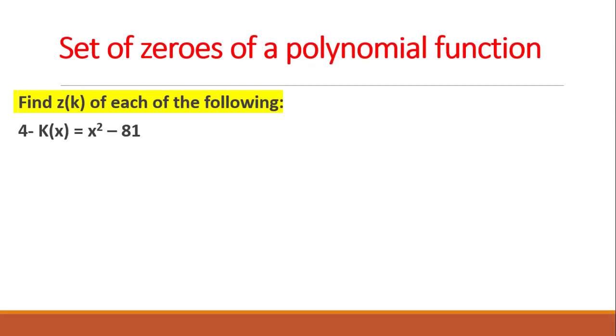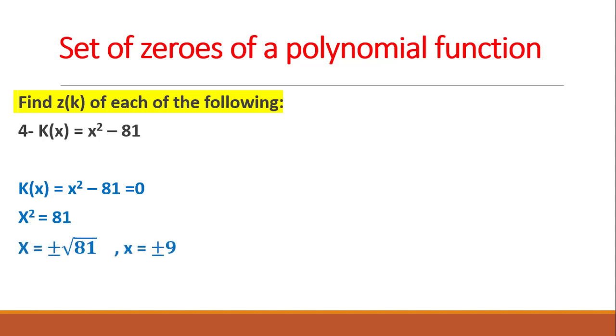X power 2 minus 81. In the same way, I write k of x equals 0 and I solve the equation x power 2 minus 81 equals 0. It means x power 2 equals 81. By taking the square root of both sides, x equals positive or negative 9. So Z of k equals negative 9 and positive 9.